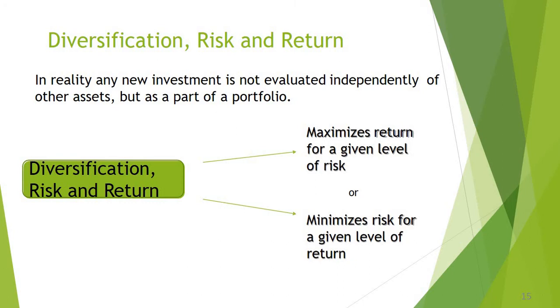So in reality, as investors, we normally do not invest in a single asset, rather we invest in a portfolio. So what happens? We diversify our investment, and diversification has an impact on both return and risks. Diversification helps to maximize return for a given level of risks. In the meantime, it also helps to minimize risks for a given level of return.